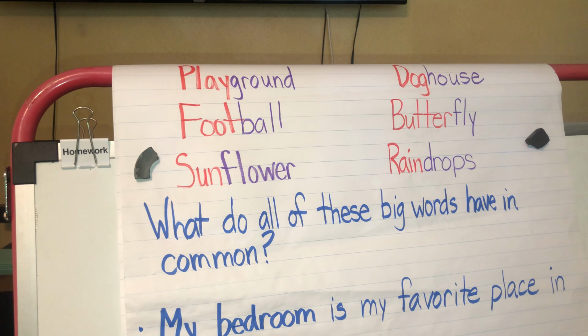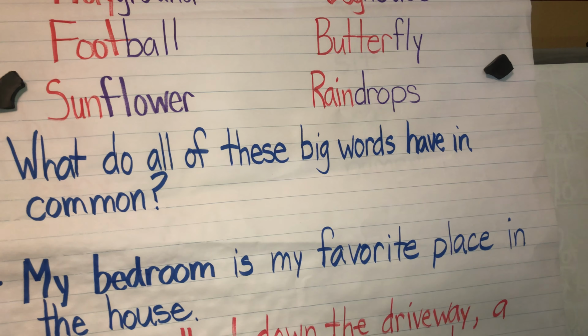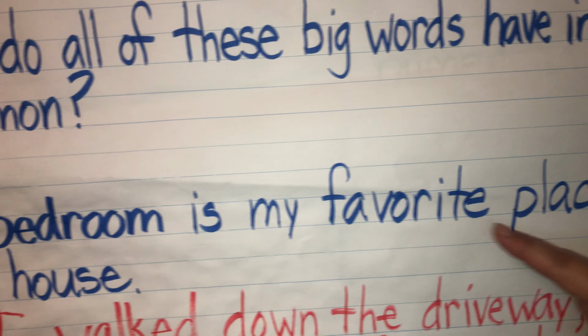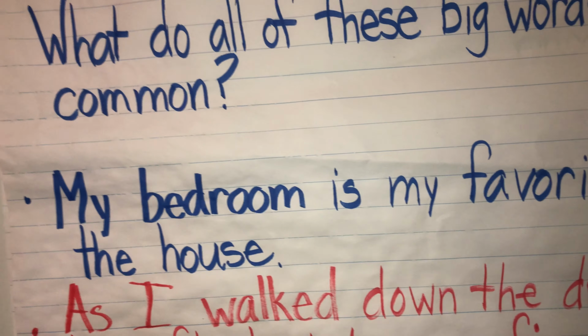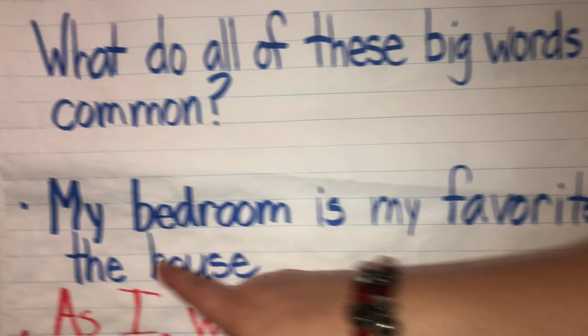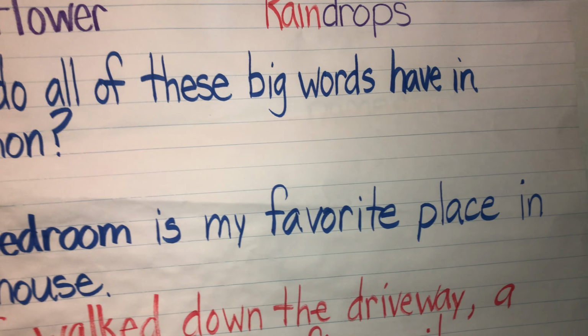Okay, so I wrote some sentences there for you, and we're going to go through them together, and we're going to think about the words that we see, and we're going to think if any of those words are compound words. Now remember, I said that compound words are two words that are put together to make a new word with a new meaning. So let's look at the first one. Let's read it together. My bedroom is my favorite place in the house. Now look at that sentence. I see one compound word. Do you see it?